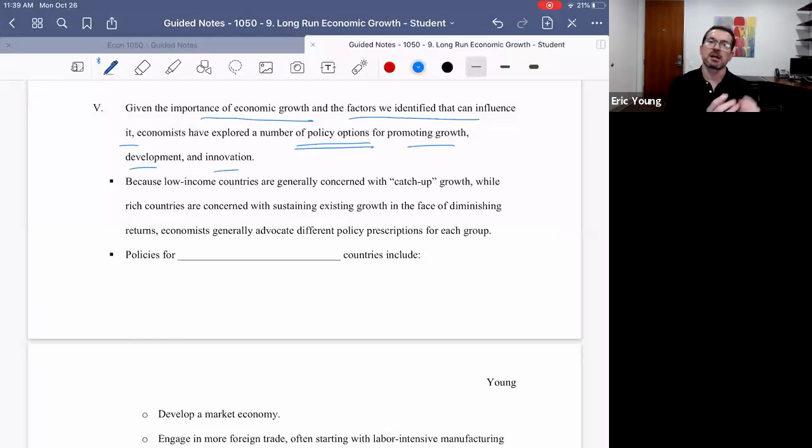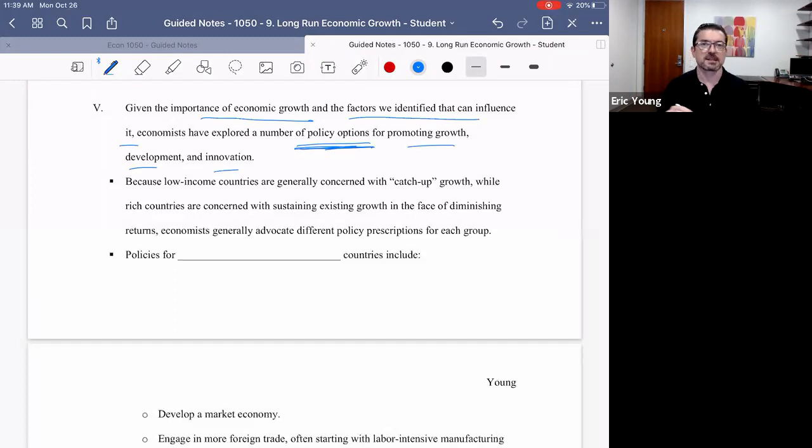Okay, so here we're taking all that knowledge that we learned in the last couple of lectures, and we're going to ask a couple of questions, namely, given all this, what's the role of government? What kinds of policy options do countries have to push for and achieve and sustain economic growth?